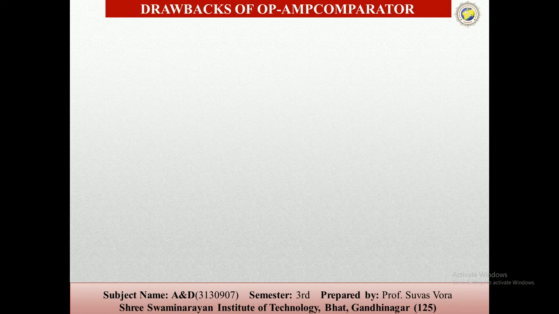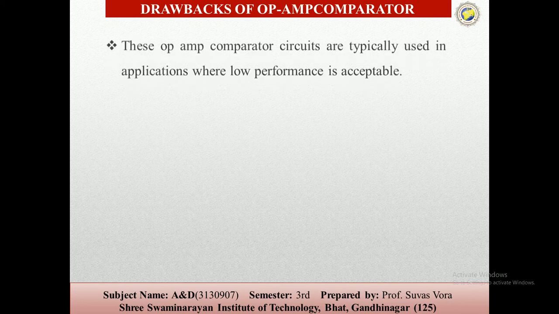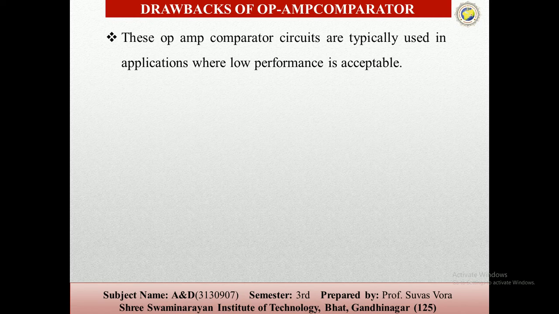In the comparators feedback is not used and the open loop gain of the op-amp is very large, hence a very small noise voltage can cause the triggering of the comparators. So the first one is this op-amp comparator circuit is typically used in applications where low performance is acceptable. Practically, due to slew rate limitations, the output takes a finite time to switch from one voltage level to another level. Thus the output is distorted due to the finite transition time.